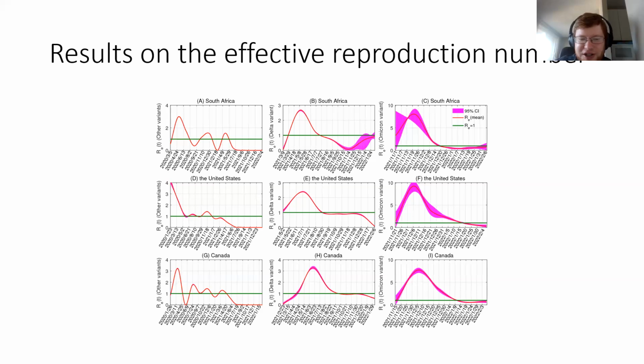We have also marked with this green line here the effective reproduction number of one. But I guess if you're in this meeting, you probably already know what that means. But just for the benefit of everyone, above it means the disease spreads. Below it means it dies out.